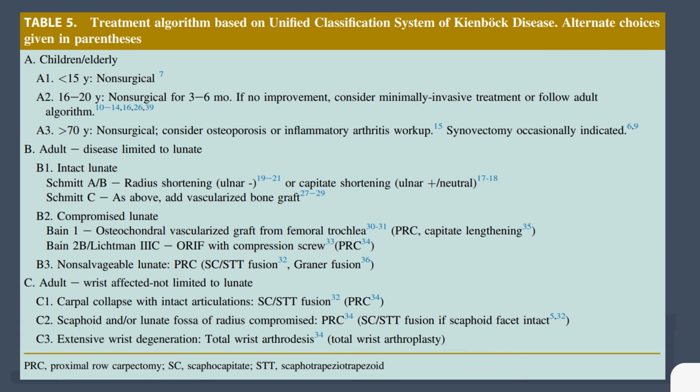We recently published what we call the Unified Classification System of Kienbock's disease addressing the three key questions in the Journal of Hand Surgery. This table is taken from that publication, and you can see we've made treatment recommendations based on where patients fall into the unified classification system and their answers to the key questions.